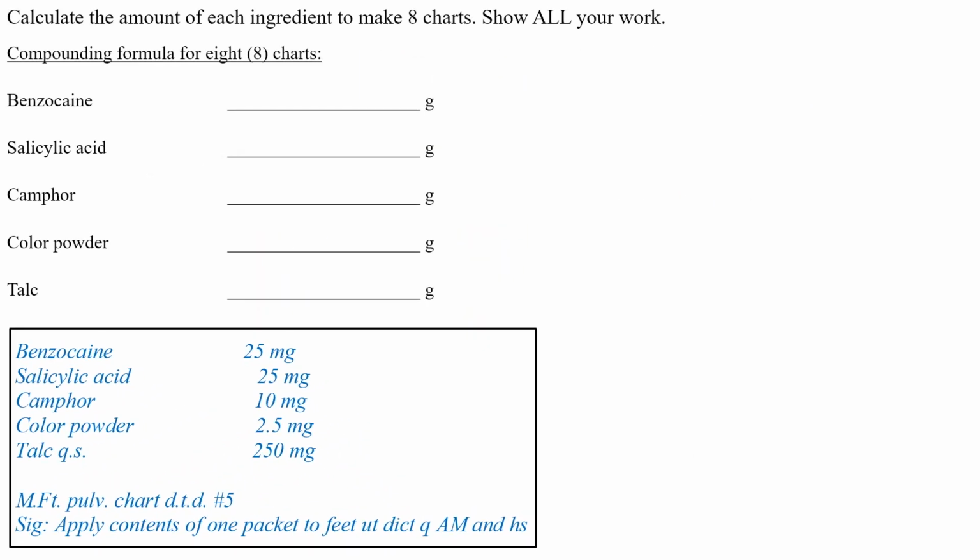Below the prescription on your compounding worksheet, you should find a prompt such as this one with several blanks to fill in. These prompts are usually common practice in compounding labs as it makes it easier to help keep track of the quantities that you need. In this one in particular, it is asking us to calculate the amount of each ingredient we need to make 8 charts, or 8 doses as we know from the directions.